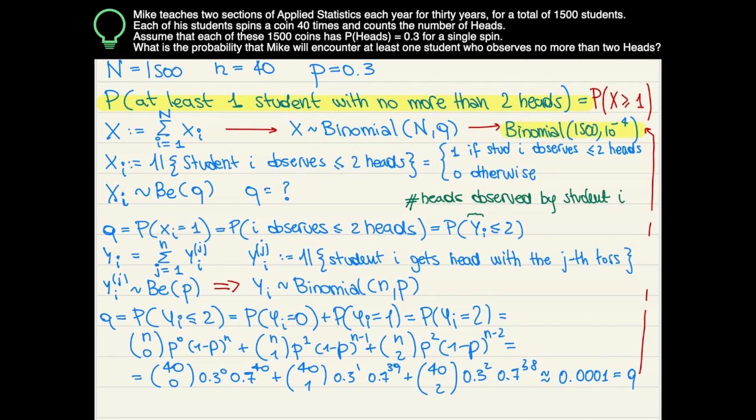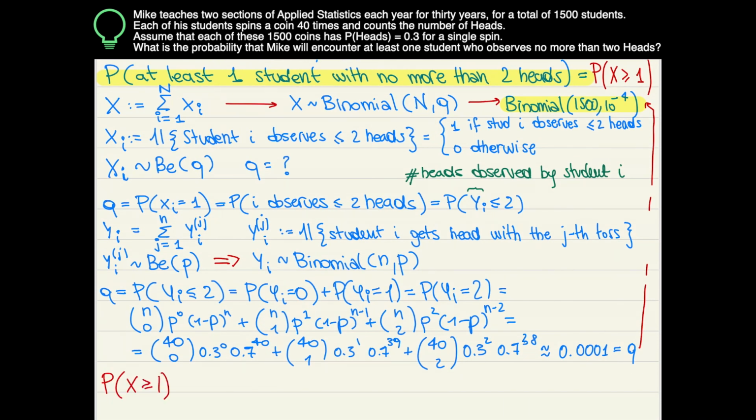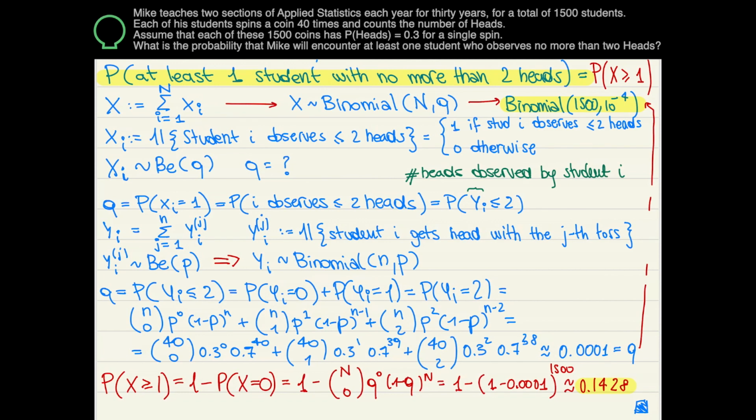The probability for x to be equal or higher than 1 is more easily computed as 1 minus the probability for x to be equal 0, that is the probability of the complement. After some simple calculations, we get that this probability is 0.1428. Therefore, there's about 14% chance that Mike has at least one student with no more than 2 heads.